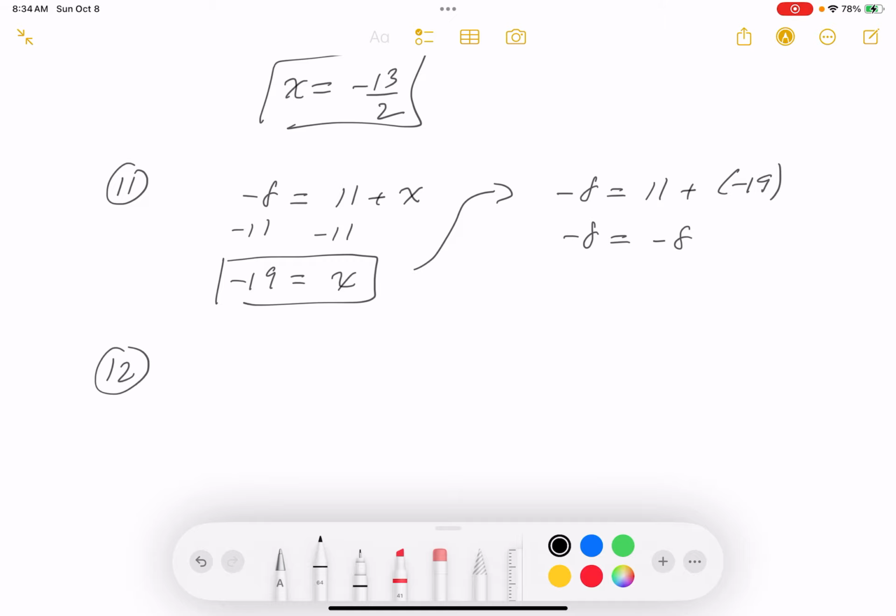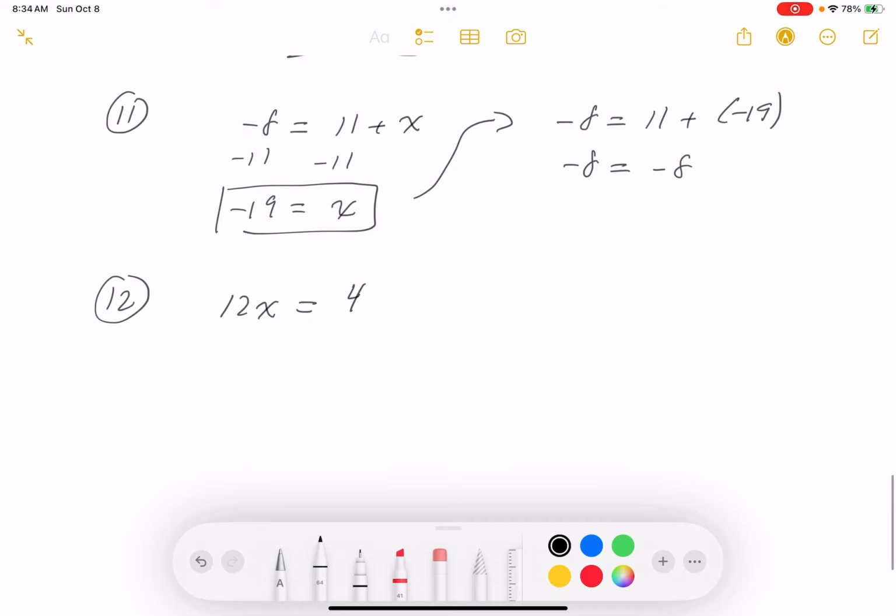And again, looking at these questions over here, I'm going to say they're one-step problems. Number 12 is 12x equals 4. What would I do? Well, 12 is what's multiplying x, so to get rid of it, divide it away. That's 12. That's 12. You get x equals, well, 4 divided by 12 is going to be 1/3. I'll put a box in that.